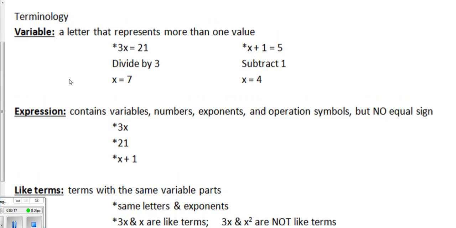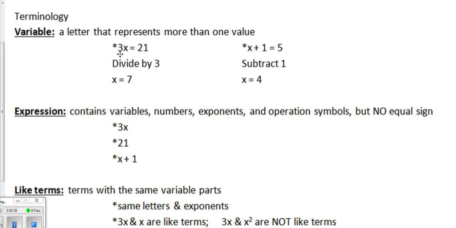So first off, let's go over some terminology. A variable is just a letter that represents more than one value. It's kind of a hidden value. It's what we're trying to determine or find out. So in this equation, 3x equals 21, we need to get x alone. We're trying to find this variable x. We want to find its value.